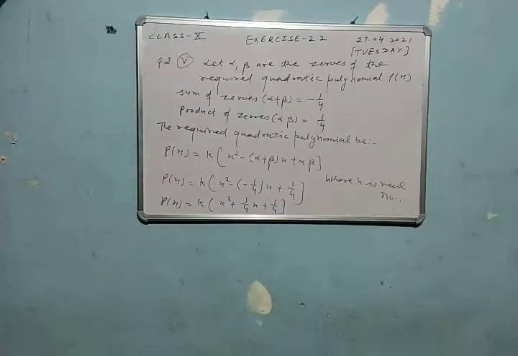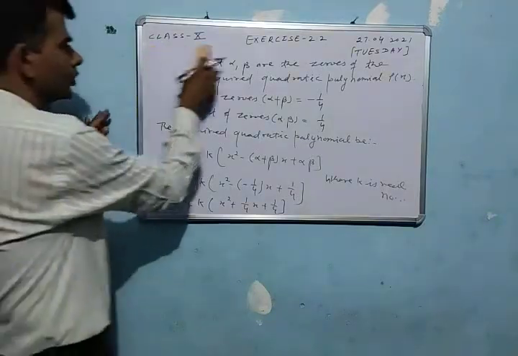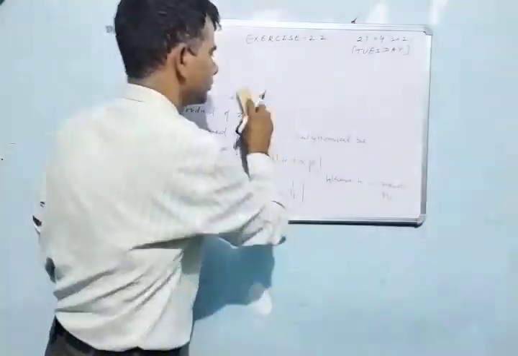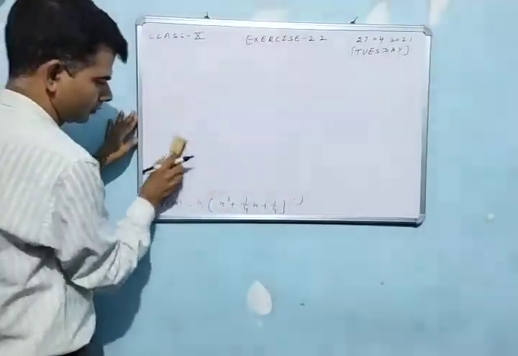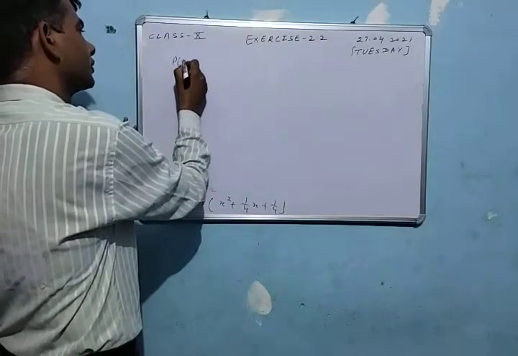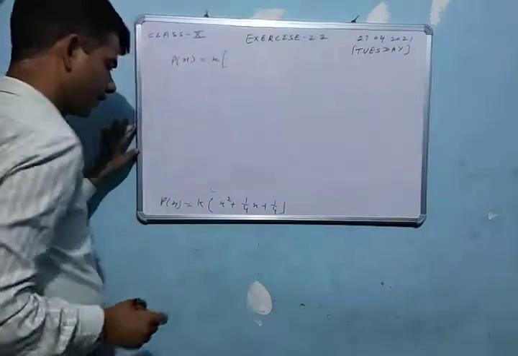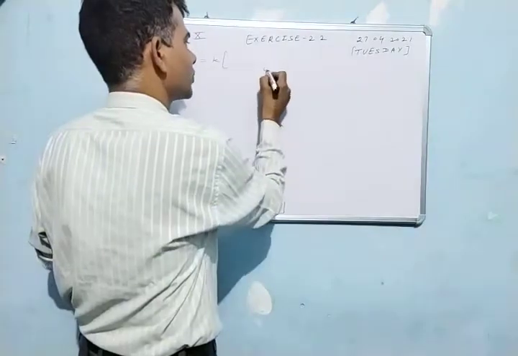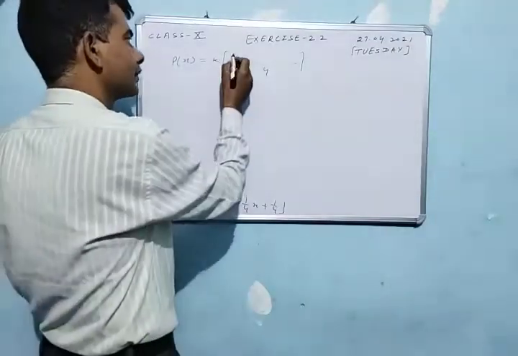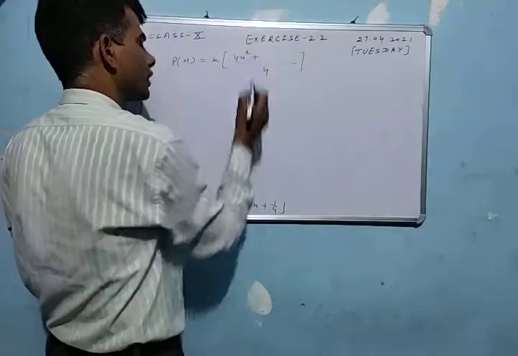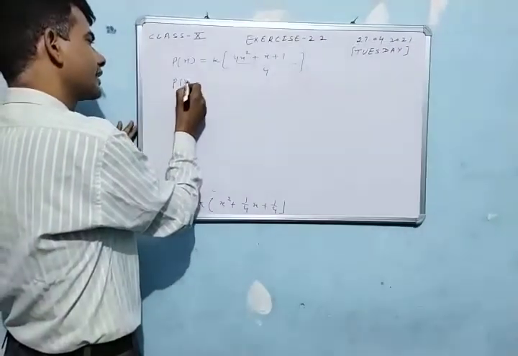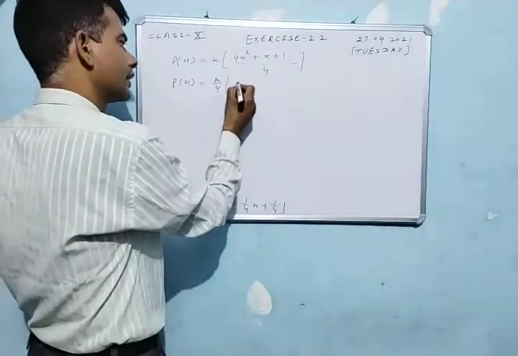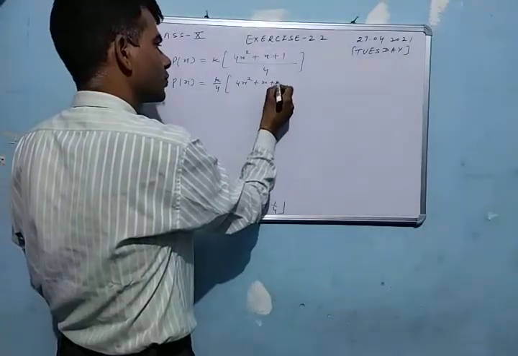Now student, we will take the LCM. The LCM is 4. That is 4x square plus x plus 1. Now it can be written as k by 4 times the bracket 4x square plus x plus 1.